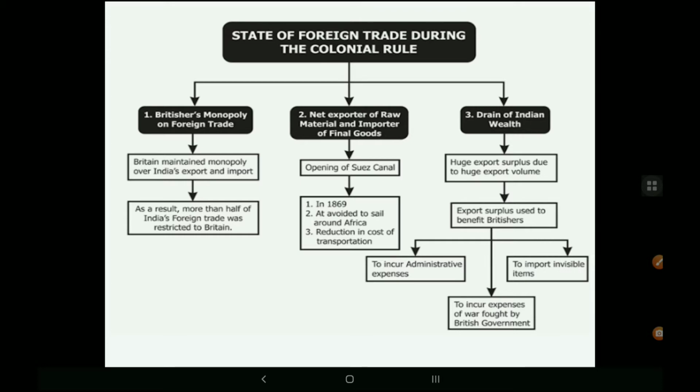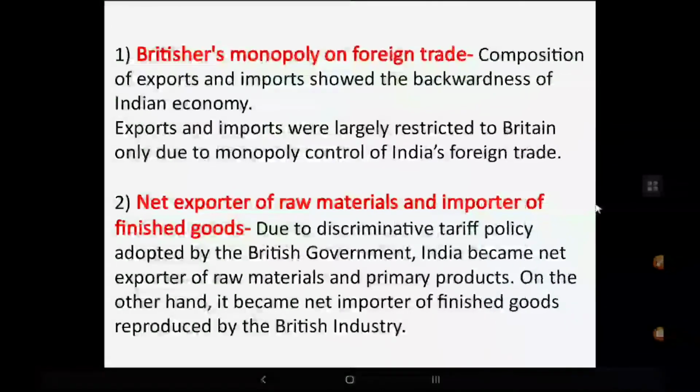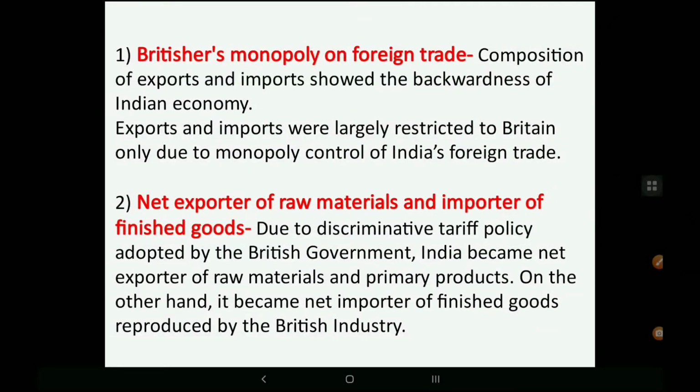Number one is Britishers' monopoly on foreign trade. Number two, net exporter of raw material and importer of final goods. And number three is drain of Indian wealth. We will discuss this on our next page. Number one is Britishers' monopoly on foreign trade.